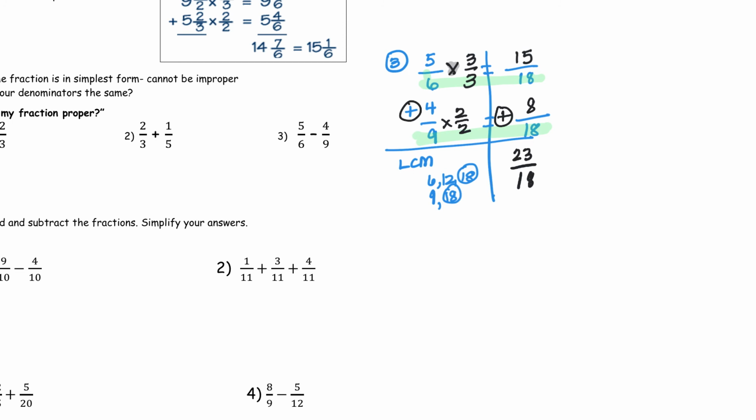Then I see that the numerator is bigger than the denominator, so I have an improper fraction. I must make sure that I divide. 18 divided into 23 goes 1 time. How much is left? 5. I know my denominator is going to stay at 18, and the numerator is going to be 5. So it's 1 and 5 over 18, my final answer in simplest form. By the way, how did I get this? It's 23 divided by 18. And there you have it.